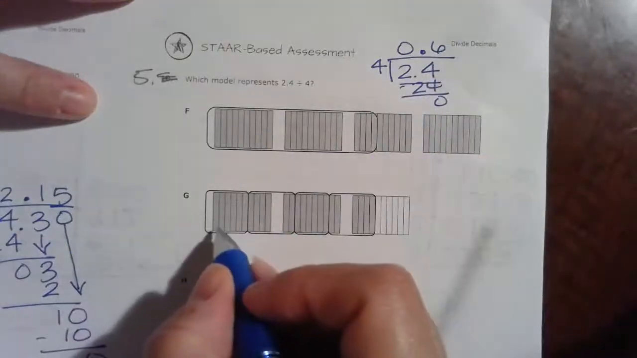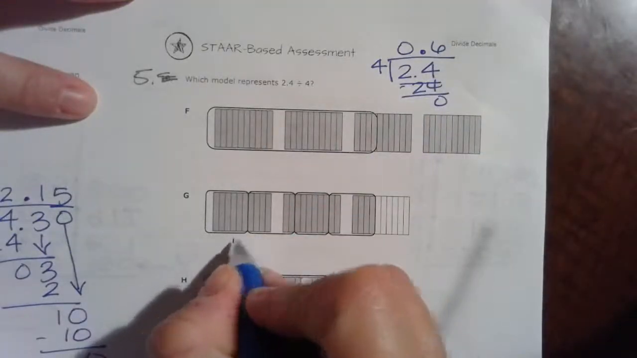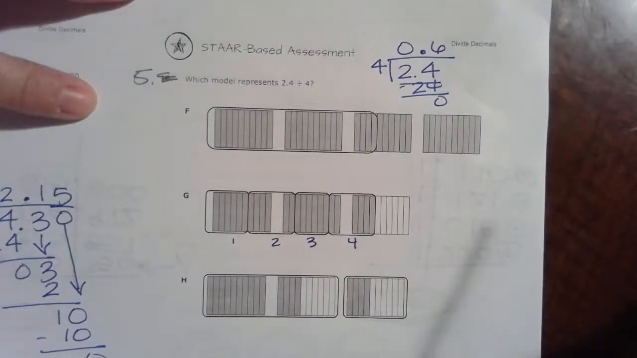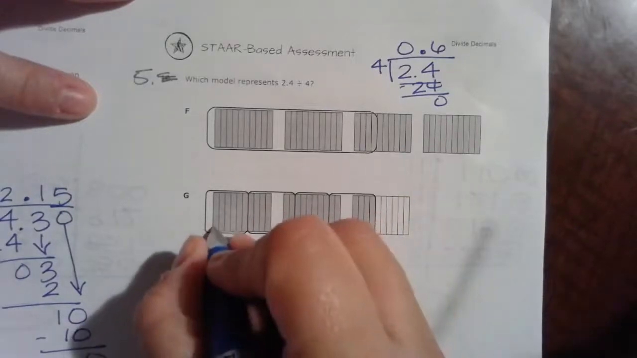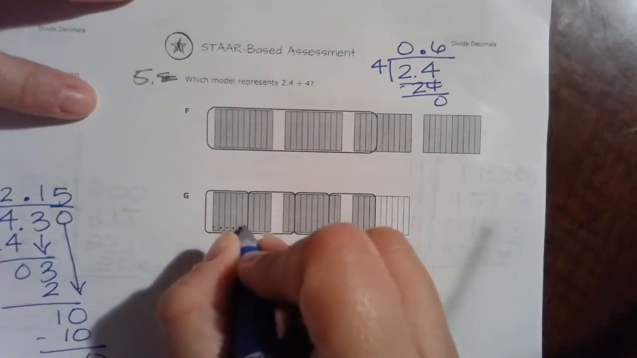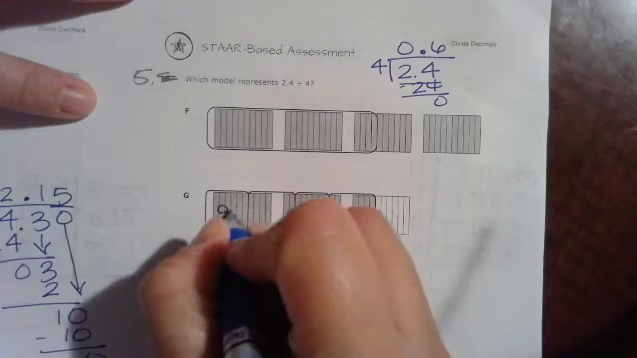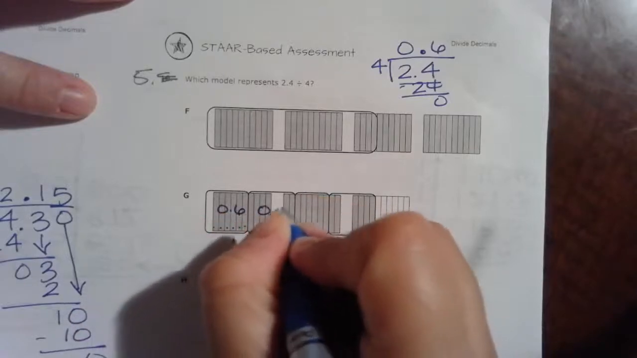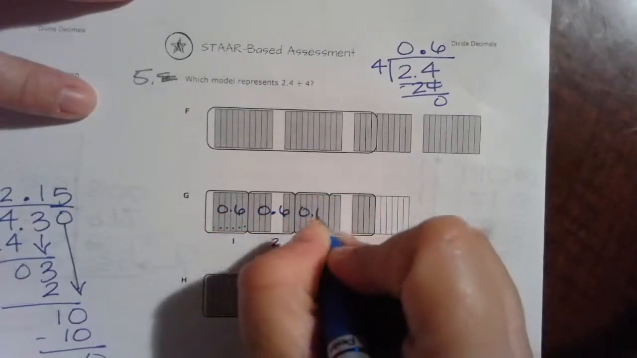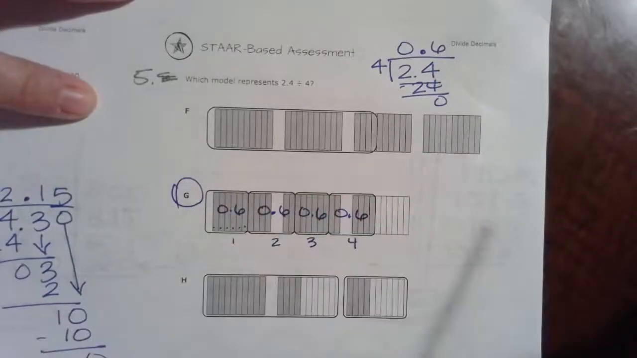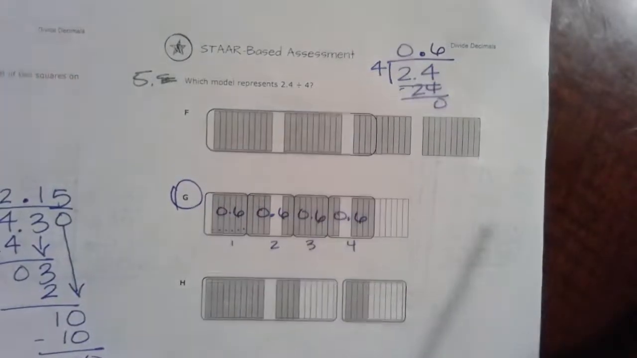So if you look at G, we have 1 group, 2 groups, 3 groups, and 4 groups. And then inside of each group, we have 1, 2, 3, 4, 5, 6/10. Okay? So inside of each one of these groups, we're going to see 6/10. Okay? So that's our answer. Alright, and let's go to number 6.